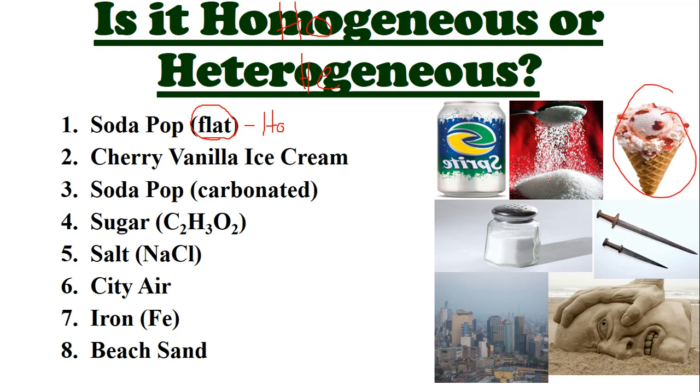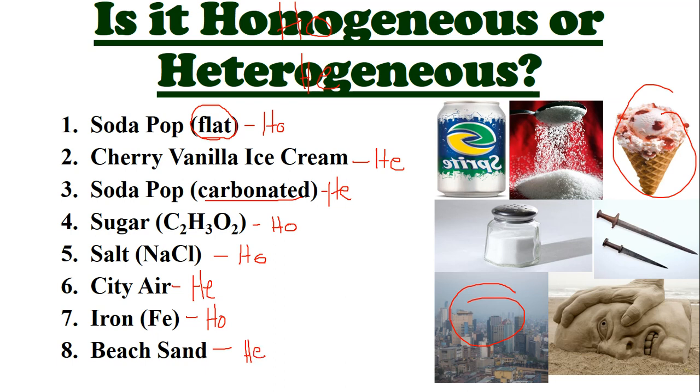It's right here. You can see all the different stuff. So look, it's hetero. Soda pop that's carbonated. That would be heterogeneous because of the bubbles. We can see that. Sugar is a compound, so that would be homogeneous. Salt is a compound, homogeneous. City air, if you look right here, you can see different stuff making up city air. That's heterogeneous. Iron, homogeneous. And beach sand, that's heterogeneous. If you ever looked at sand, you can see different weathered material in there.